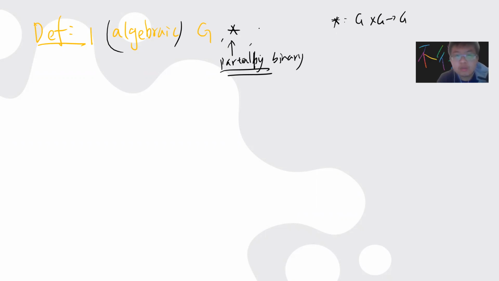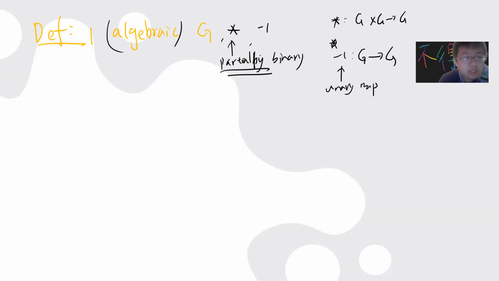Also you have the inverse map. This inverse is well defined. It is a unary map, basically from G to G. Unary map means that you take one group element and spit out another group element. So this G is called a groupoid if it has these two operations and satisfies the following conditions.